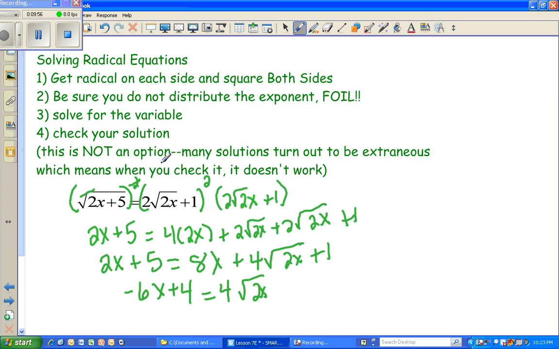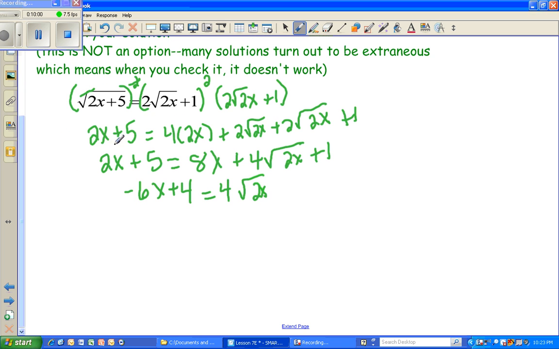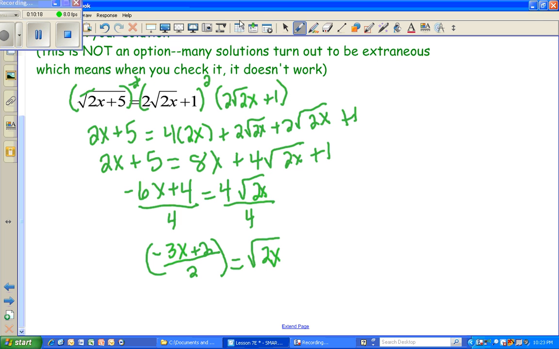So when you have more than one radical, you get rid of the radicals one at a time. So now we're trying to get the radical by itself. You get (negative 3x plus 2) over 2 is equal to the square root of 2x. And now we want to get rid of that radical.